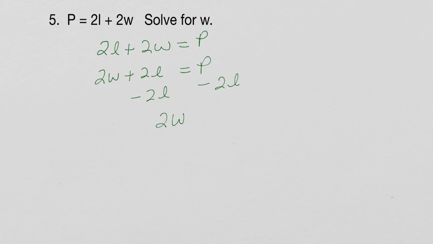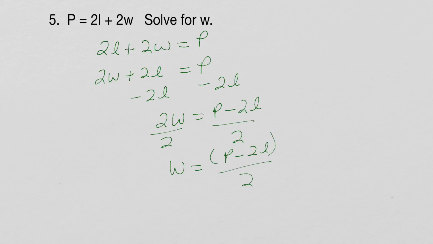And now we have 2W is equal to P minus 2L. Divide by 2, divide by 2. W is equal to P minus 2L divided by 2. And now you know how to solve variables with variables.